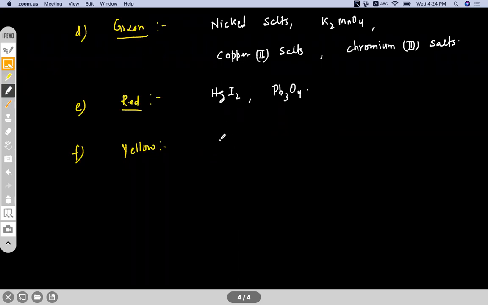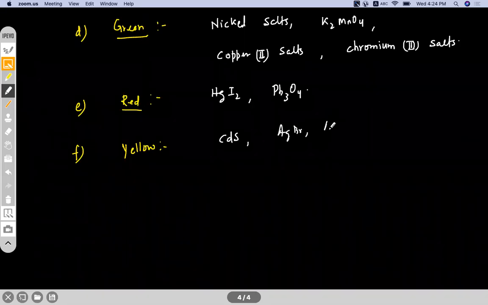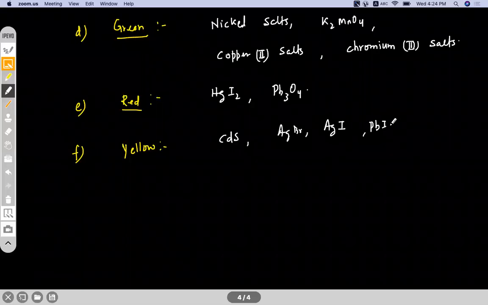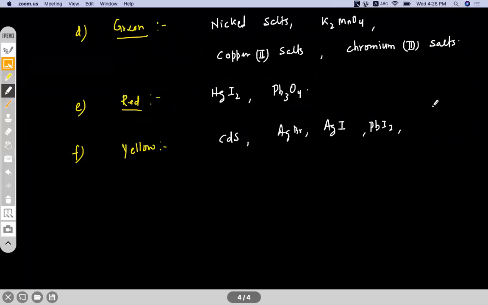Yellow is some sulfide. In this also we have CdS is yellow. Don't get confused, it is not black. CdS. AgBr, you see it is important. AgBr is yellow. AgI is also yellow. Okay. PbI2. Okay. These are the examples we have.